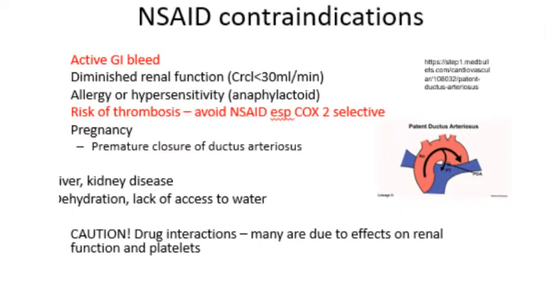Some important contraindications to aspirin and NSAIDs include active GI bleeding, diminished renal function, allergy or hypersensitivity, including a history of that anaphylactoid bronchospastic type of reaction to aspirin or NSAIDs, and risk of thrombosis, particularly with those agents that are COX-2 selective. In pregnancy, if we give aspirin or NSAIDs late in the third trimester, we risk premature closure of the ductus arteriosus. Liver or other kidney disease, dehydration, and lack of access to water similarly are contraindications to NSAIDs. There are also several drug interactions that we need to think about. Most are due to effects on renal function and platelets.